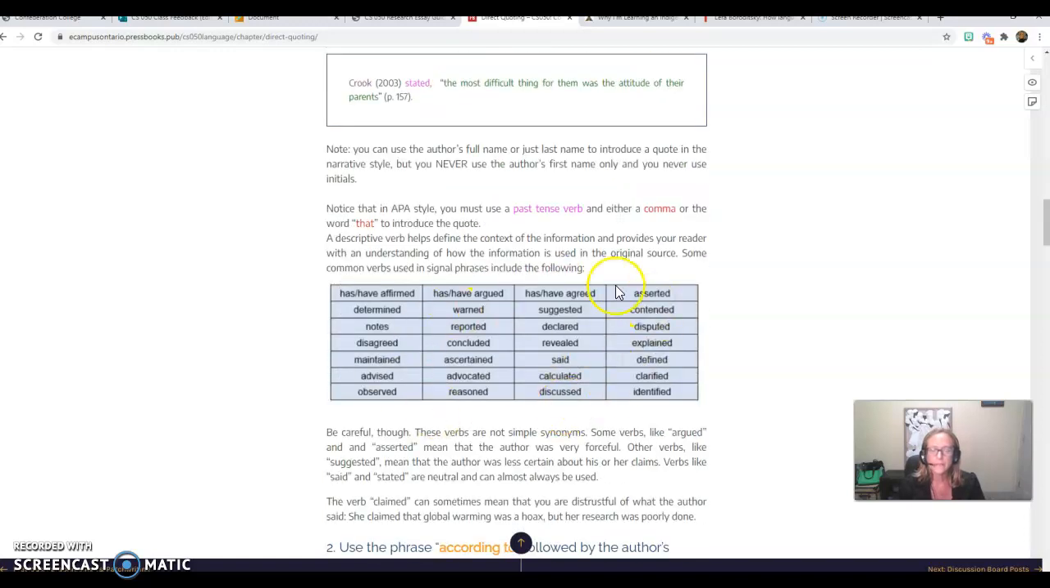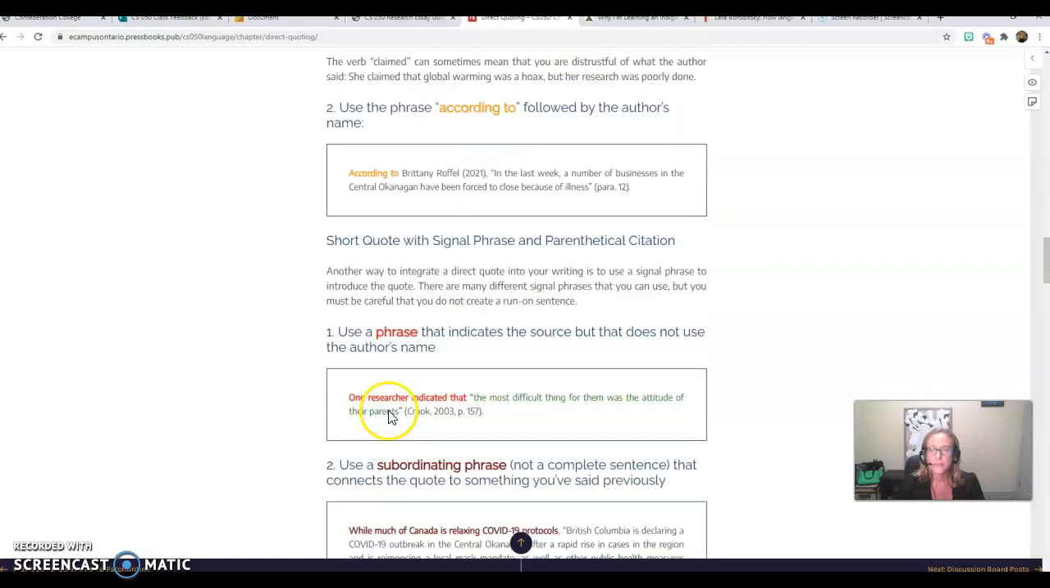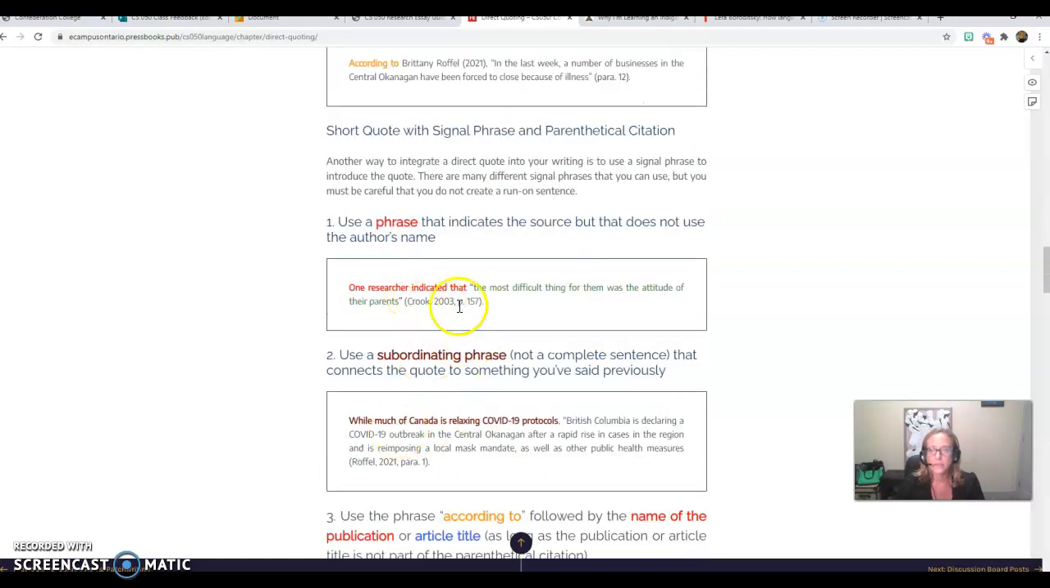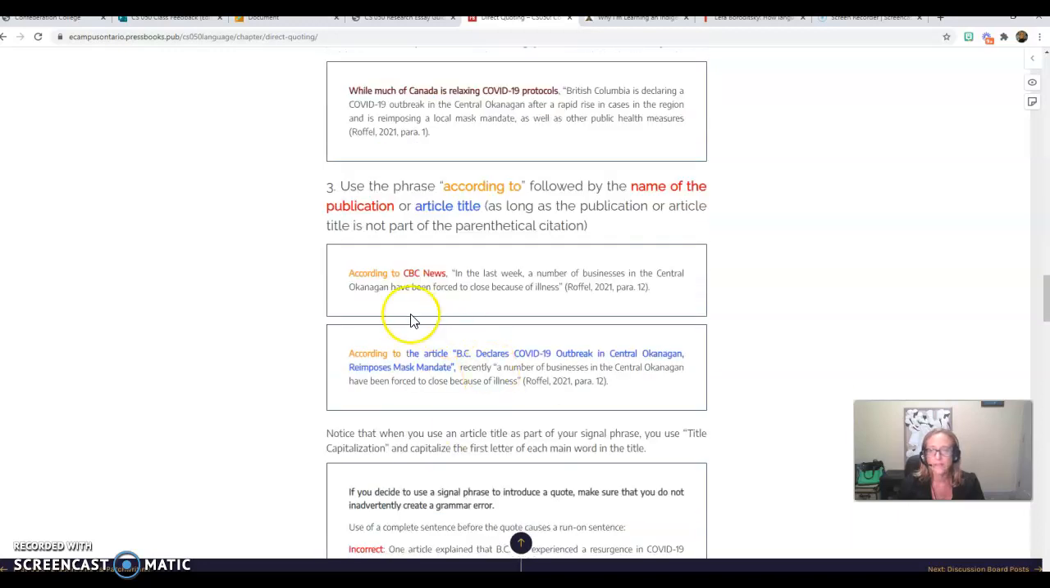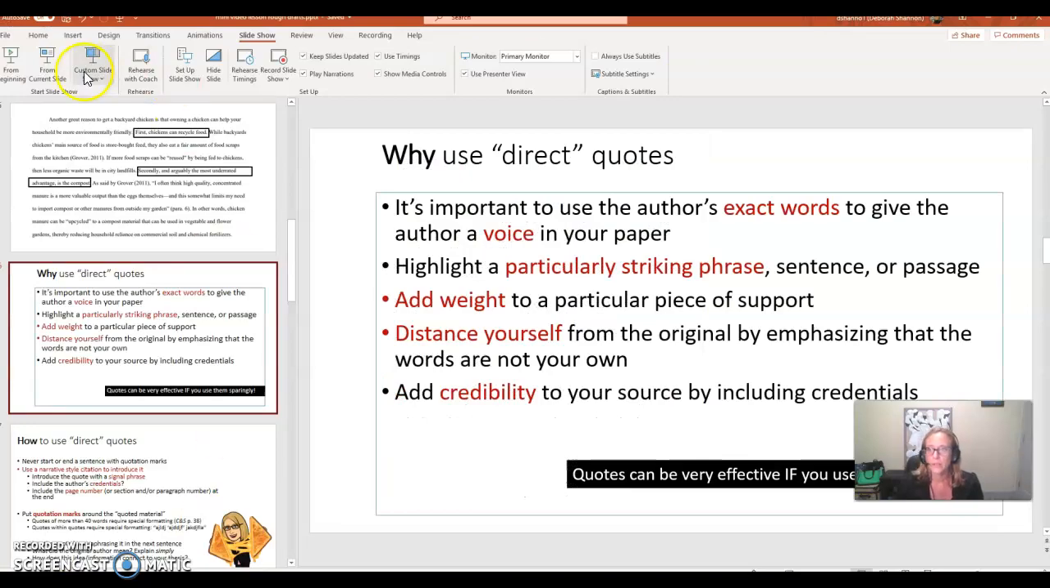I have given some extra ideas here for verbs and some different ways that you can introduce a quote without creating a run-on sentence. So you can use according to. And if you have trouble with grammar, make sure you check out this box, because I've noticed that some people struggle introducing quotes and they're making a grammar mistake when they do that. So I have some examples here to help you figure that out. So hopefully you find that helpful. Okay, let's see.